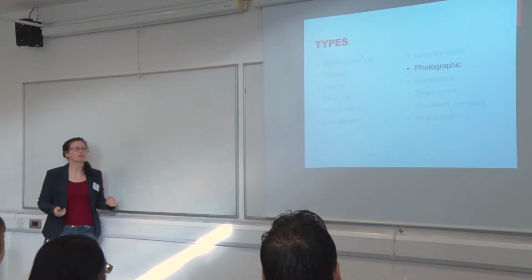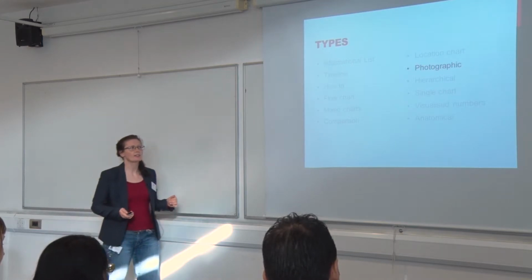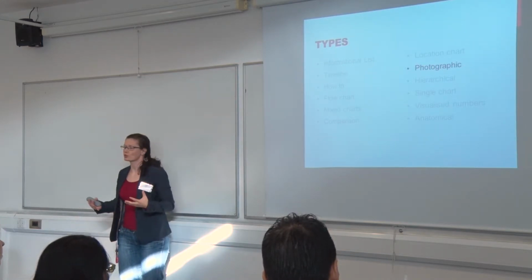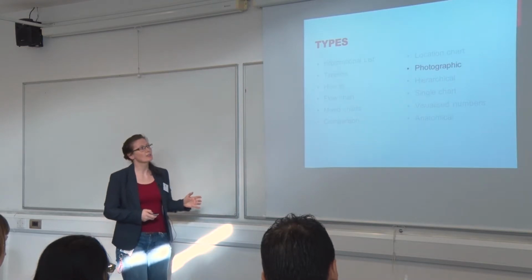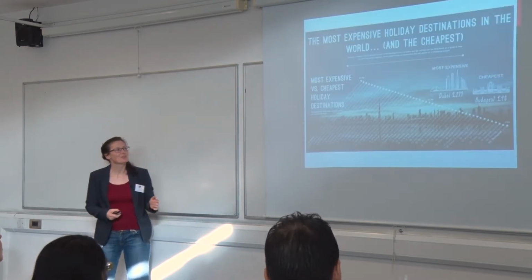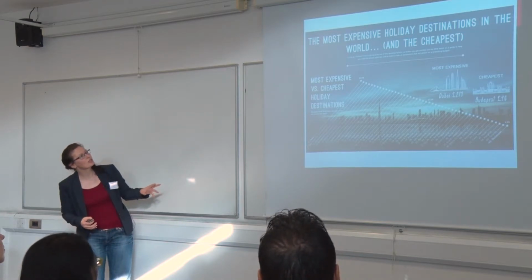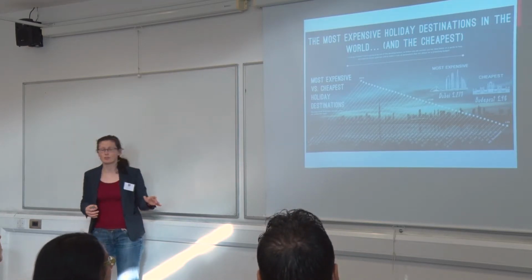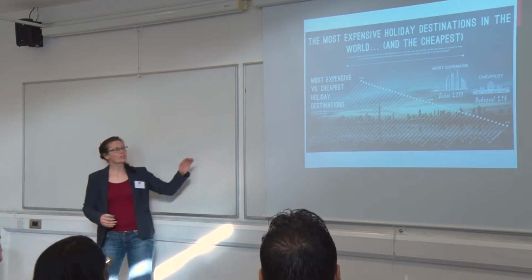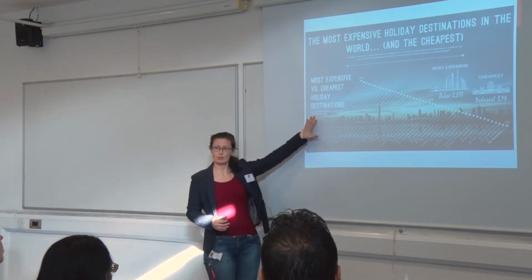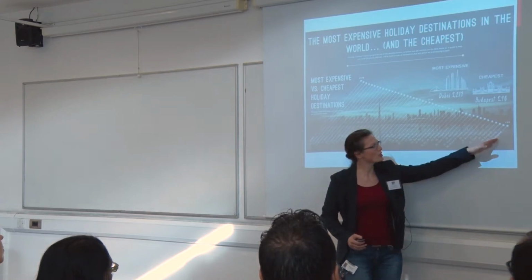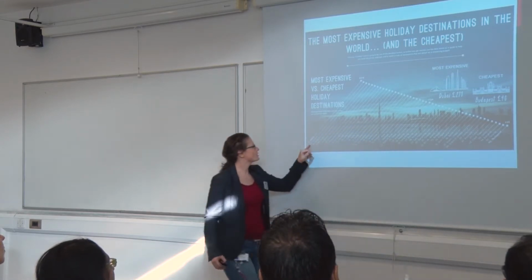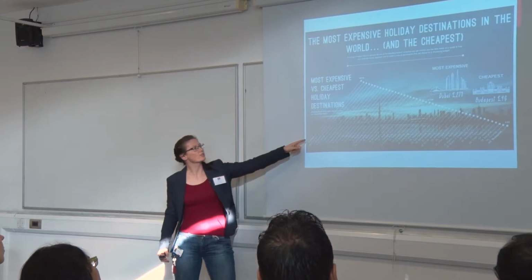Another one is the photographic info chart. This is using photographs or real photographs as a major part of your infographic. This can be done in several ways. Here it is the most expensive holiday destinations in the world. And the infographic itself is all the white writing. And we see a listing of all these destinations. And the cheapest here is Budapest, while the most expensive on this chart is Dubai.